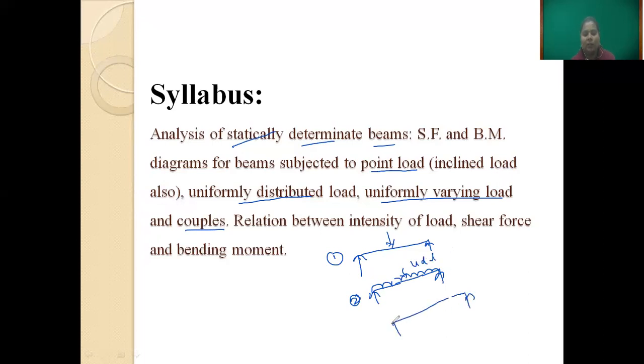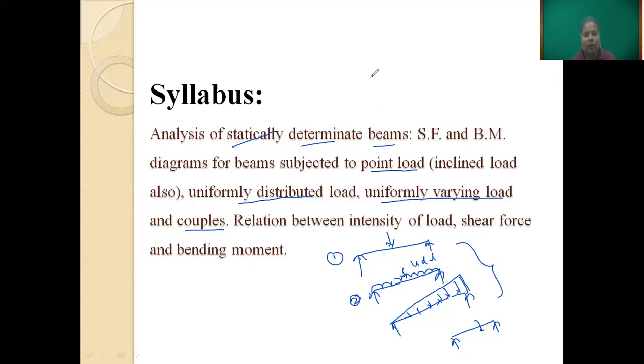And third one, that is uniformly varying load. This load is called a uniformly varying load. After that we will see one by one in detail. Then next is due to couples. So according to these various types, we learn how to draw shear force and bending moment diagrams. This part we have to learn in this unit number 5. Before starting the unit, first we will see what is meant by statically determinate beams, and then we will start the syllabus.